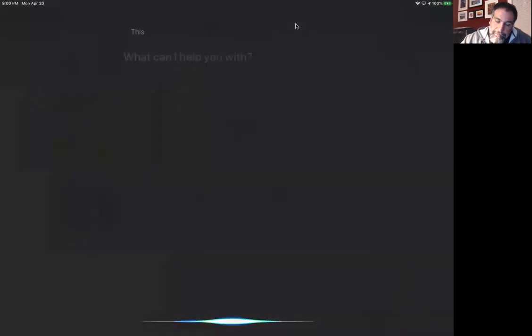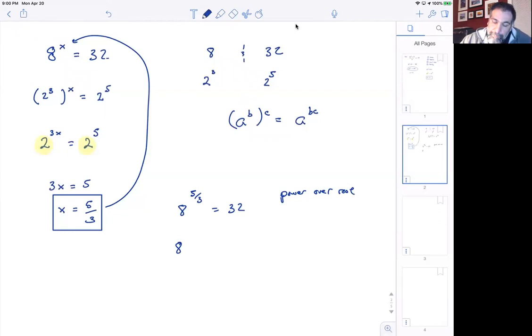And again, I prefer a lot of times to do the root first. The power here is the 5th power, but I'm going to do the cube root because it's the 1/3 to start with. So from here, I know the cube root of 8 is 2. That gives me 2 to the 5th. And 2 to the 5th is indeed 32. So this checks out. Okay, so having an answer of x equals 5/3 is perfectly okay.